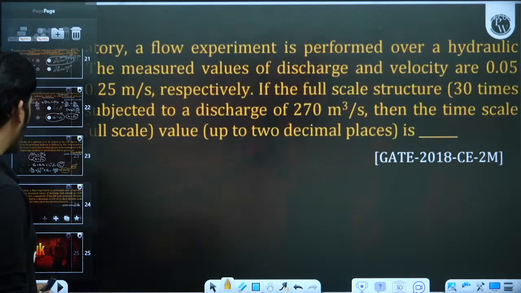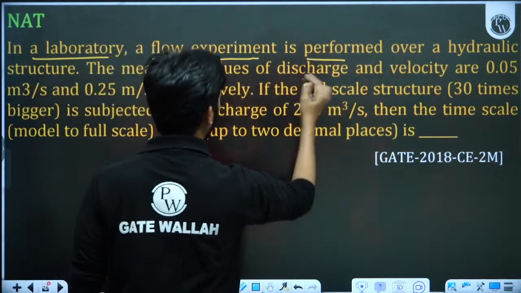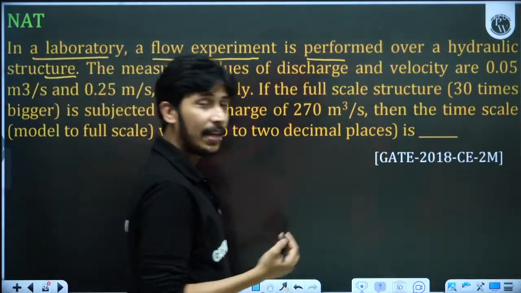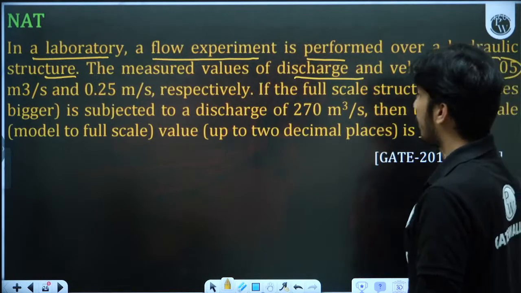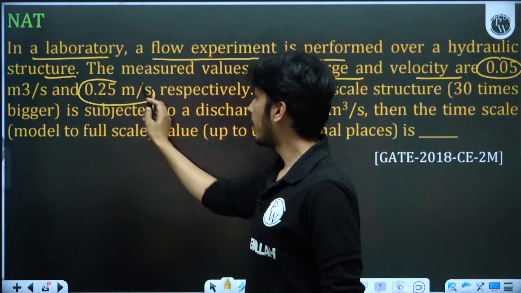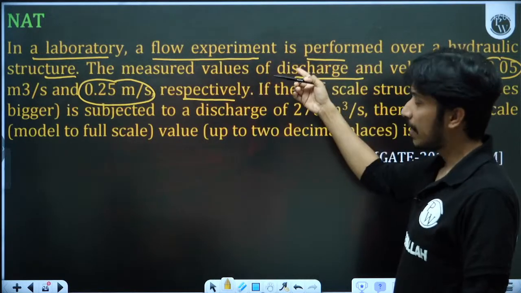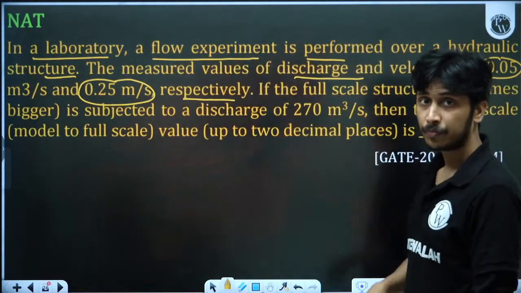Okay, let us do this question. In a laboratory flow experiment, flow is performed over a hydraulic structure. Hydraulic structure means again Froude's law. The discharge and the velocity are 0.05 meter cube per second and 0.25 meter per second respectively. In a laboratory means in the model. In the lab, there is a model.